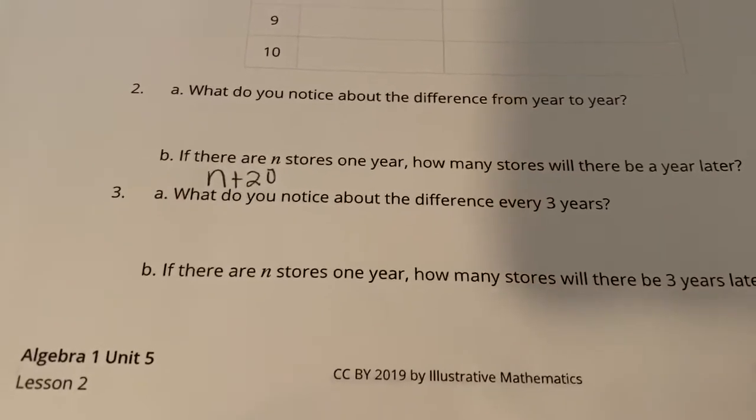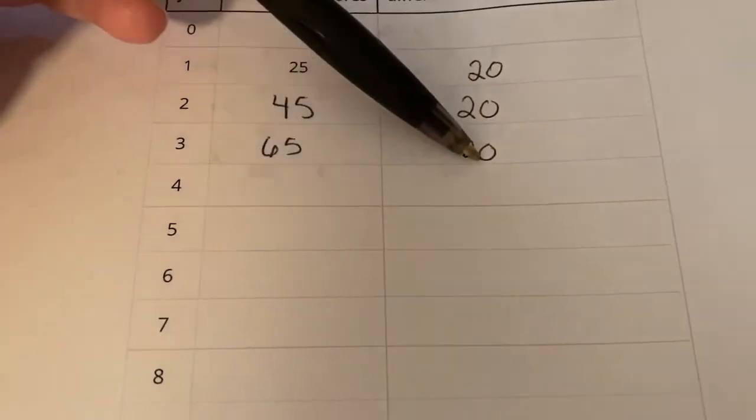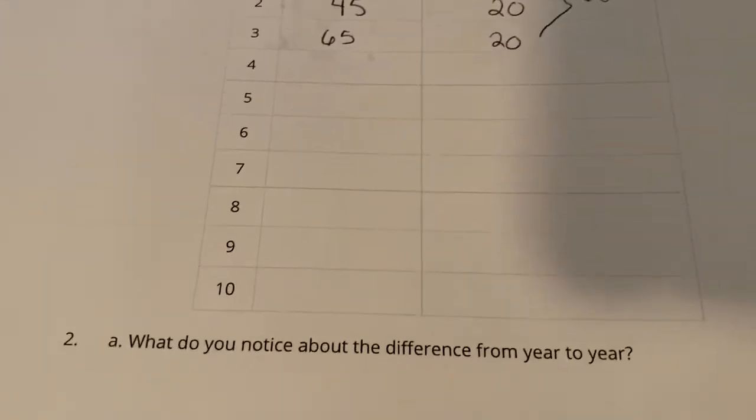Okay, so now what about the difference every 3 years? Every year was 20, but now if we go every 3 years, 1, 2, 3, if we add those together, you would get 60. So the difference every 3 years would be 60.